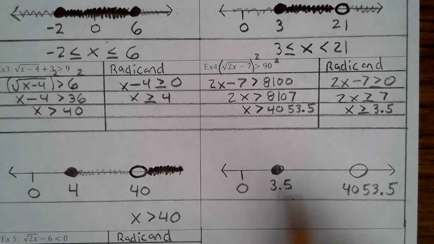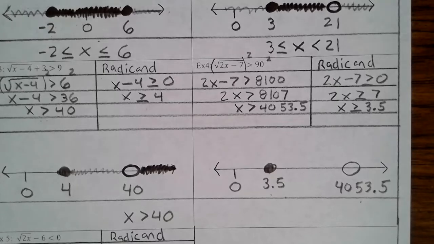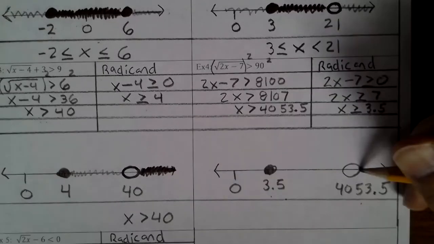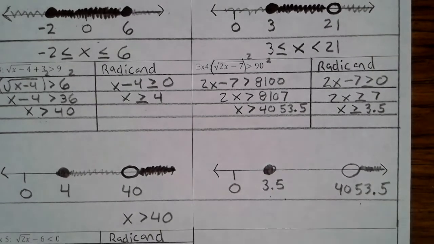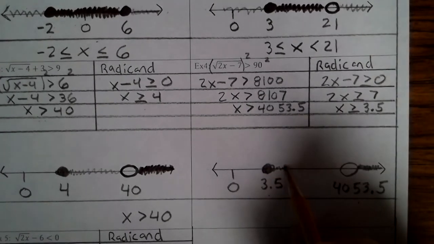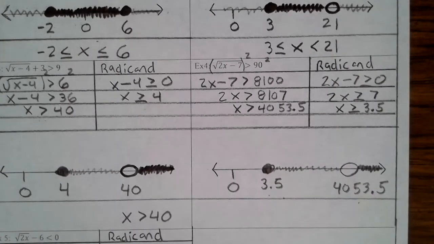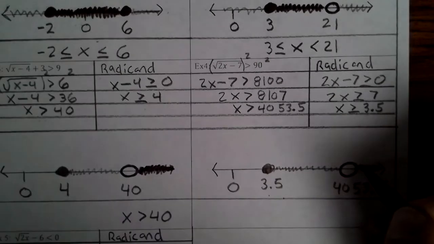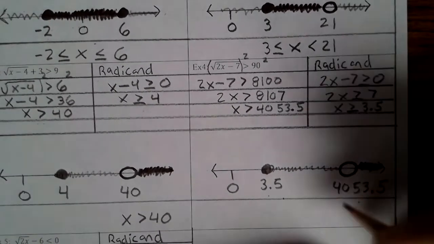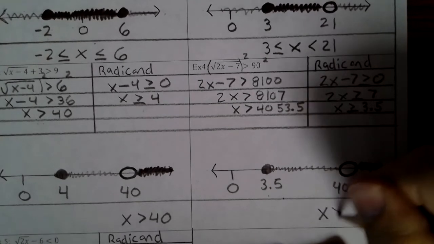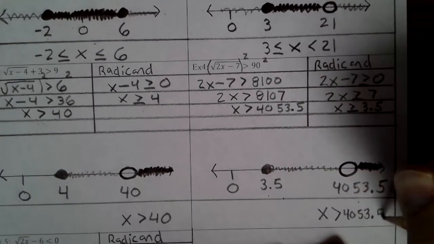Now it's greater than here, so we shade here. Okay. And then it's also greater than, so we shade here. It's not overlap, so we shade light. And we can see here that this is the overlap, so we shade that dark. So our solution is the overlapping shading region, so that's there. So as an inequality, we would say x is greater than 4,053.5. Okay, so finish up example 3 and 4. All right, let's take a look at example 5.